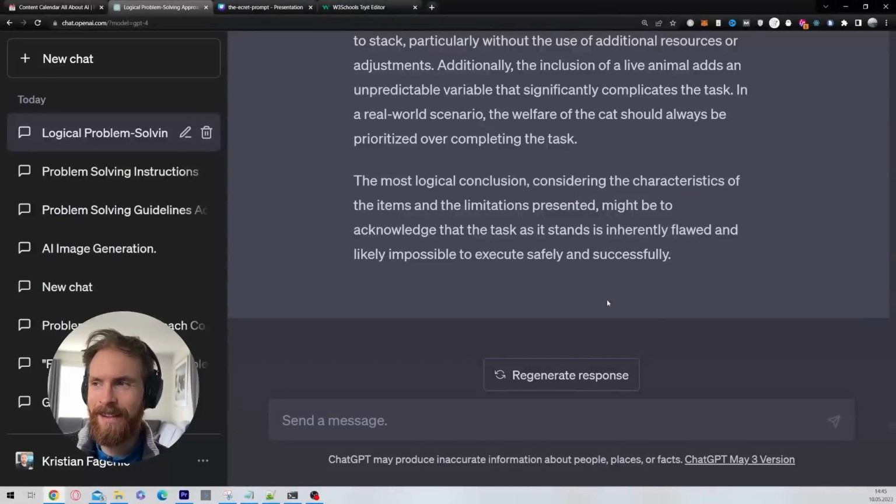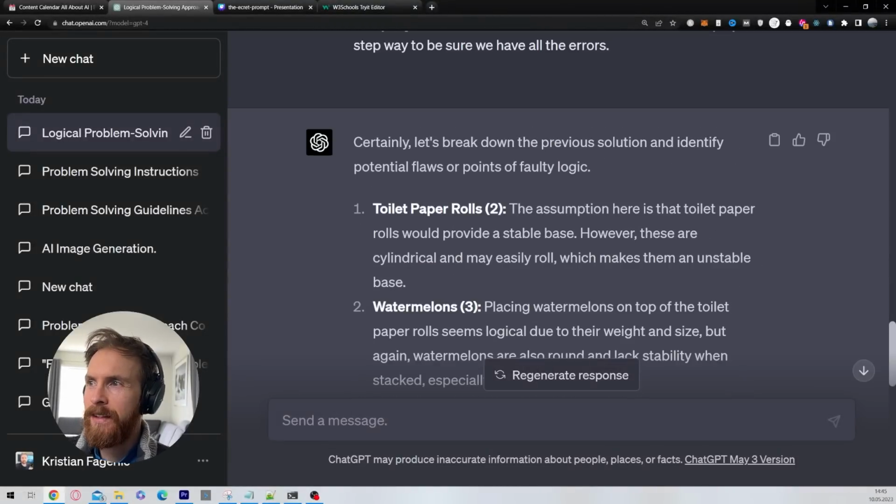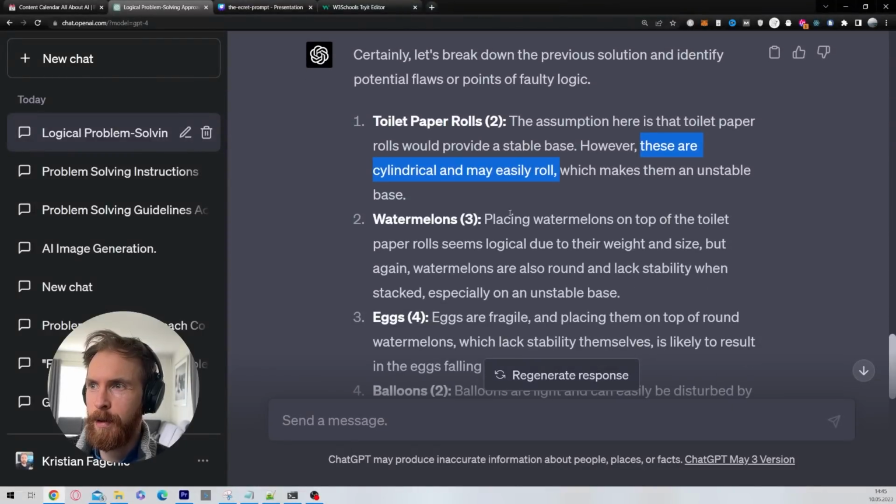Again, we get a great answer here, so let's take a quick look. The assumption that the toilet paper roll will provide a stable base. However, these are cylindrical and may easily roll, which makes them an unstable base. Placing watermelons on top of toilet paper rolls seems logical due to their weight and size, but again, watermelons are round and lack stability when stacked.